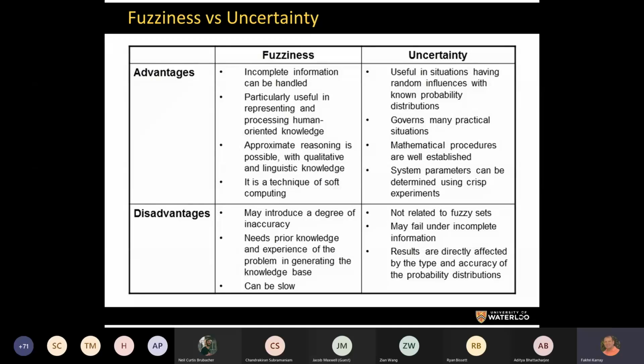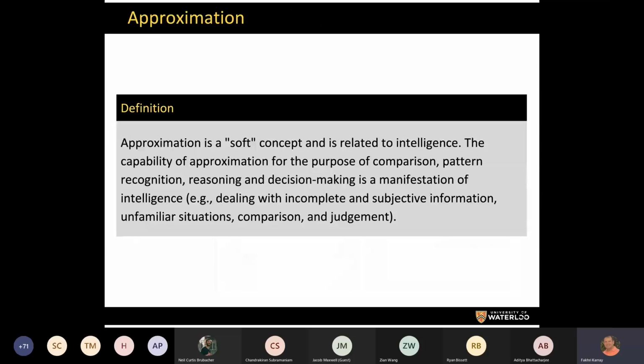Fuzziness also needs prior knowledge and experience of the problem in generating the knowledge base. As we are going to see as well in fuzzy sets theory, we require prior knowledge. We require prior experience, how a particular process has worked in the past. We have to translate the working of that particular process into a set of inferencing rules. So we are going to see the complexity in developing that, but we are going also to see some methods on how to circumvent these particular aspects.